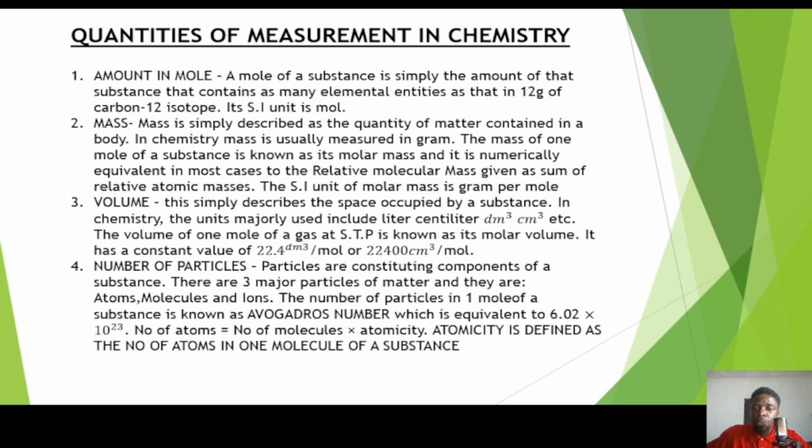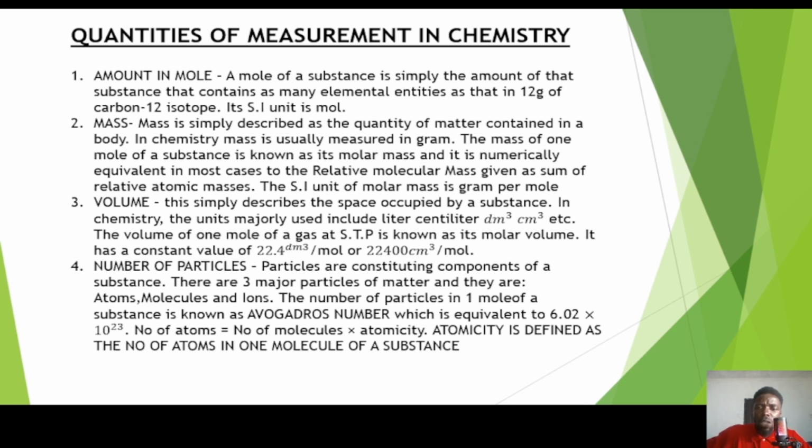So let's continue. The volume of 1 mole of a gas at STP. When I say STP, I mean standard temperature and pressure. We'll get to see what that means in our consequent videos. But just note that the volume of 1 mole of a gas at STP is known as its molar volume. So anytime you are asked what is the molar volume, it simply describes the volume of 1 mole of a gas at STP. And it has a constant value of 22.4 dm cube per mole, or 22,400 cm cube per mole.